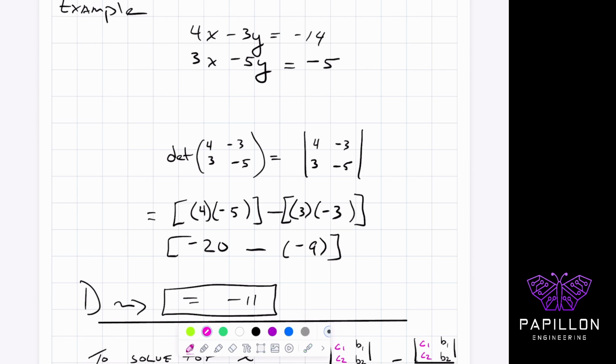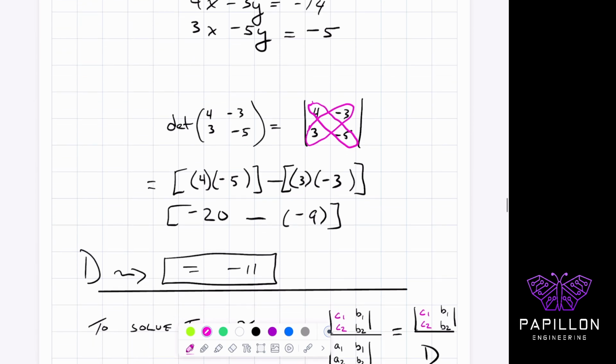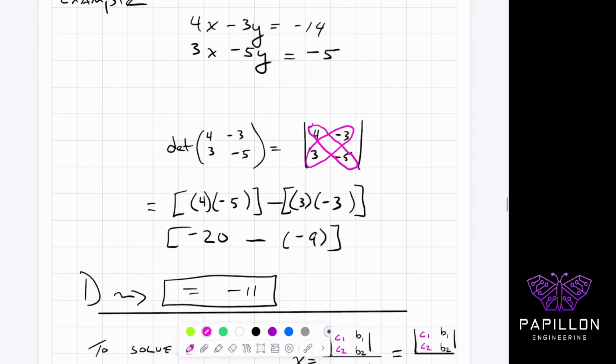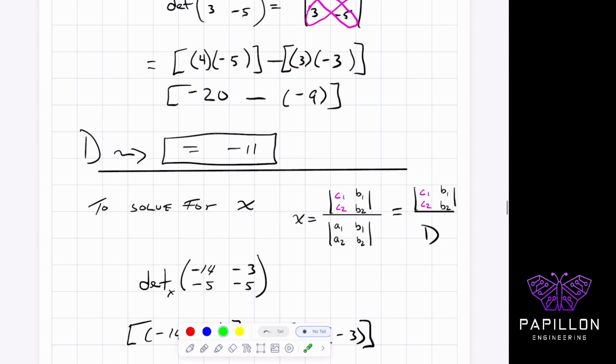So how I like to do it in my notes, at least in my head, is I'm doing these two together. So I'm ending up with minus 20 minus 9 is what I'm left with. So I get my determinant to be equal to minus 11. So say if I wanted to solve for this value of x, which is for both equations, to solve for x, it's going to be C1, C2, B1, B2 over big D.